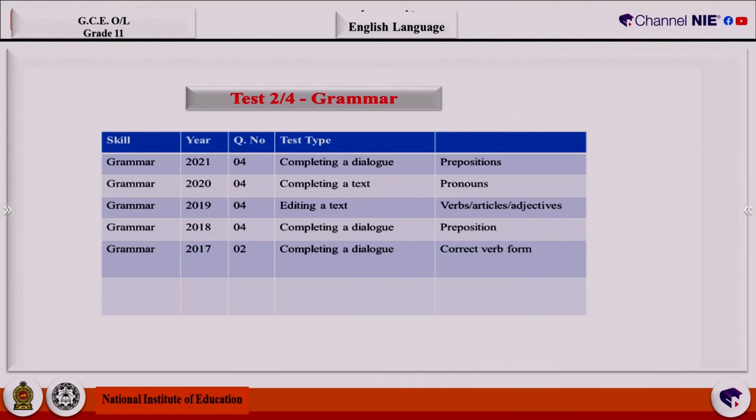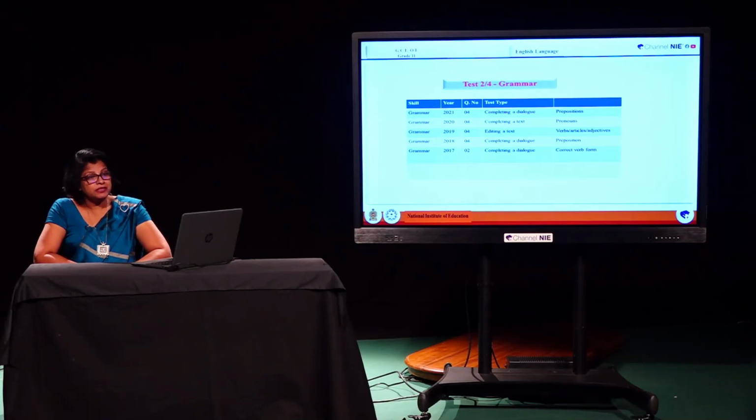This table describes how this test item appeared in some of the past papers. In 2017, the students had to complete a dialogue with the correct verb form. In 2018, again the students had to complete a dialogue, but that time it was based on prepositions. In 2019, the students had to edit a text. We'll discuss this question item later. So the students had to edit a text based on verbs, articles and adjectives. In 2020, it was completing a text with pronouns, and in 2021, it was a dialogue and the students had to complete this dialogue with correct prepositions.